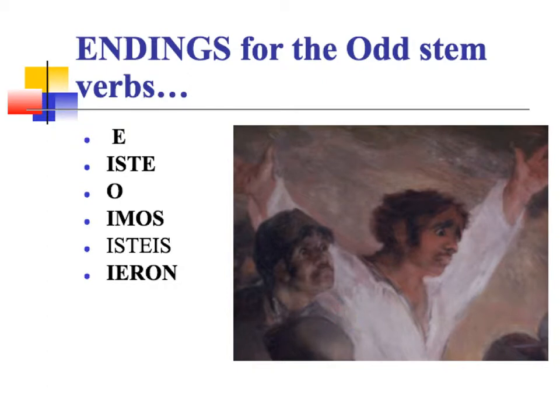Okay, so back to talking about those verbs with odd stems. Here's the set of endings. These endings are not AR endings. They are not ER and IR endings. It's a third set of endings that we use only with these odd stem verbs, just for those 13.